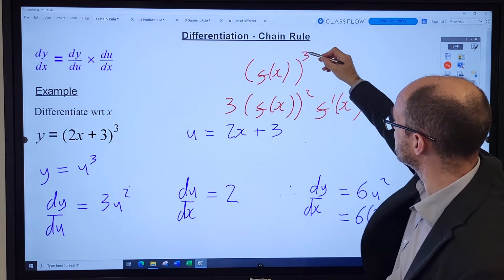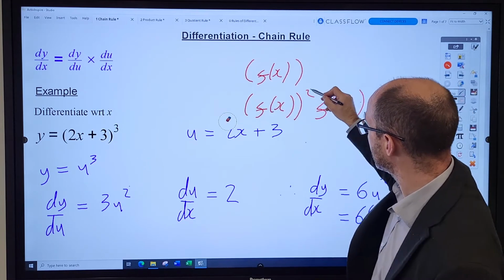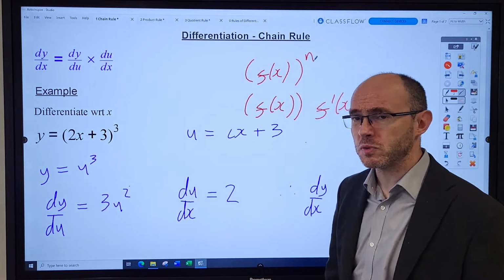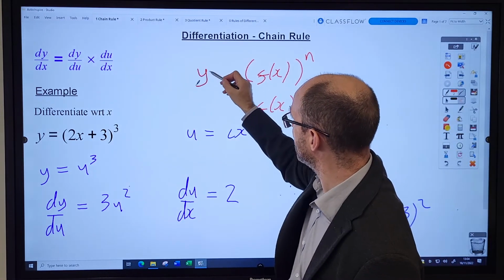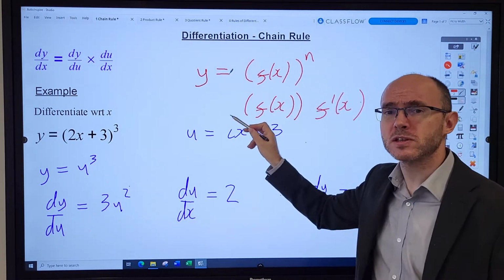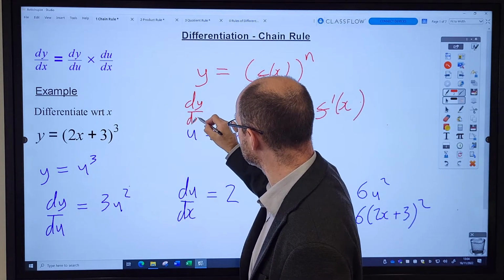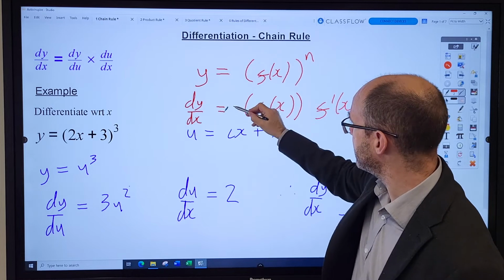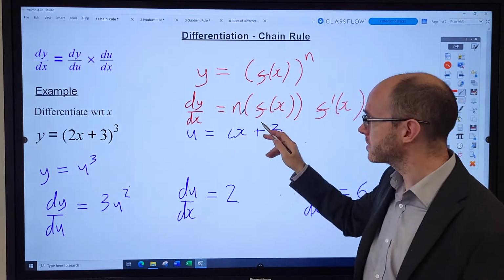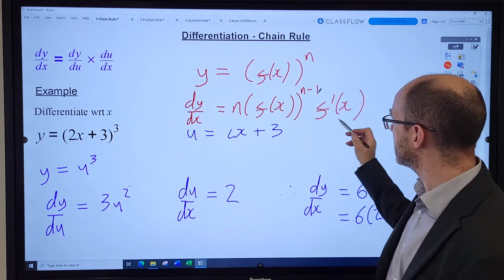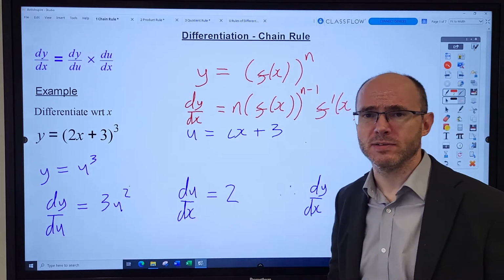Now, we don't have to use power 3. We can use any power. So let's just call it power of n. So if we want to find what dy dx is when it's f of x to the power of n, then dy dx would be n multiplied by f of x to the power of n minus 1, decreasing the power by 1, times by f prime of x, f dash of x.